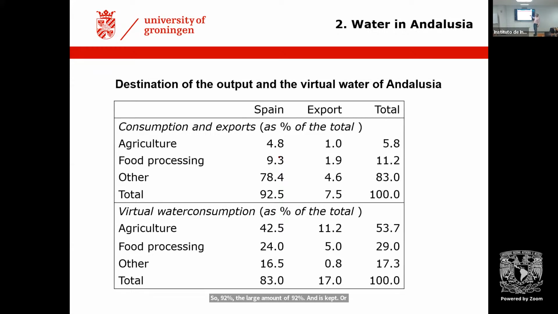Observe also that agriculture has only 6% of all the final demands, food processing 11%, and 83% is in other industries. We do the same with the virtual water consumption. So the total is 100% again, and observe the differences.